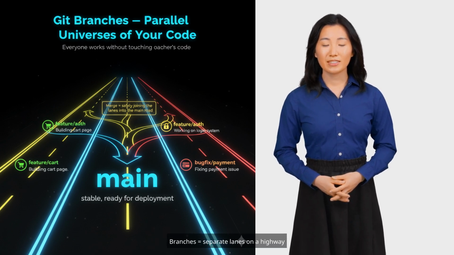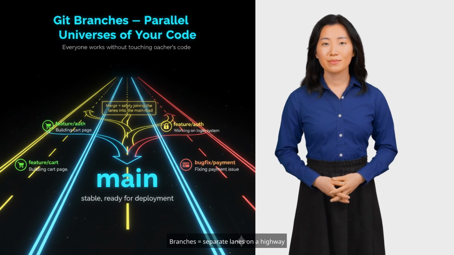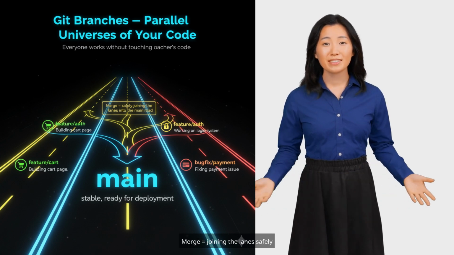Visual. Branches equal separate lanes on a highway. Merge equals joining the lanes safely.